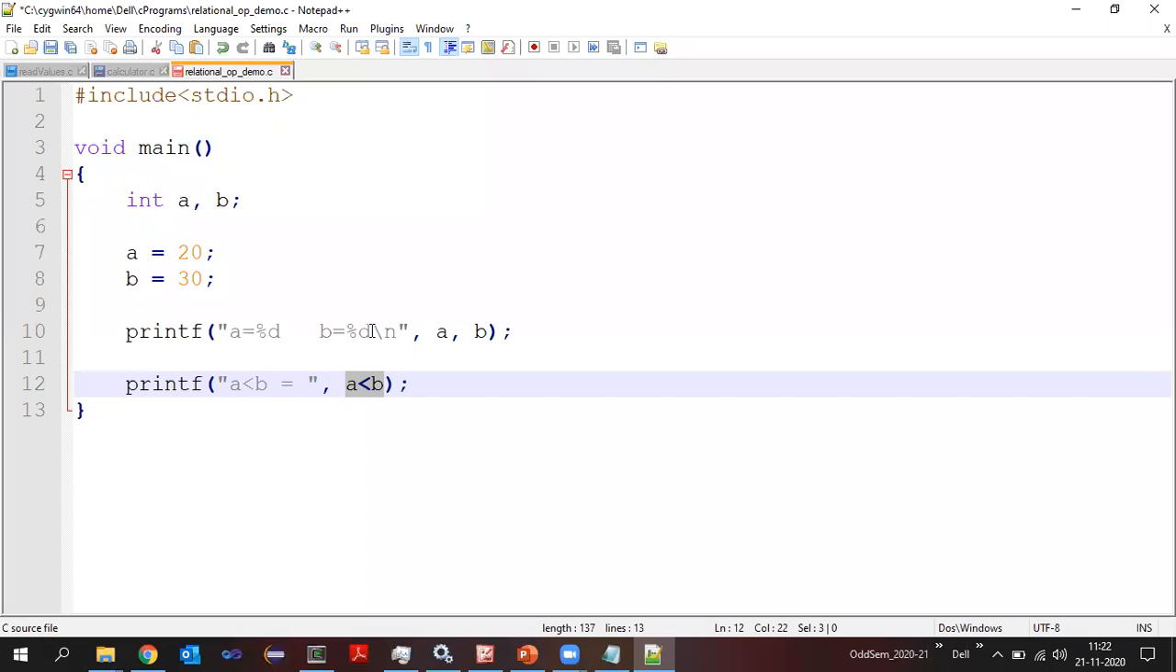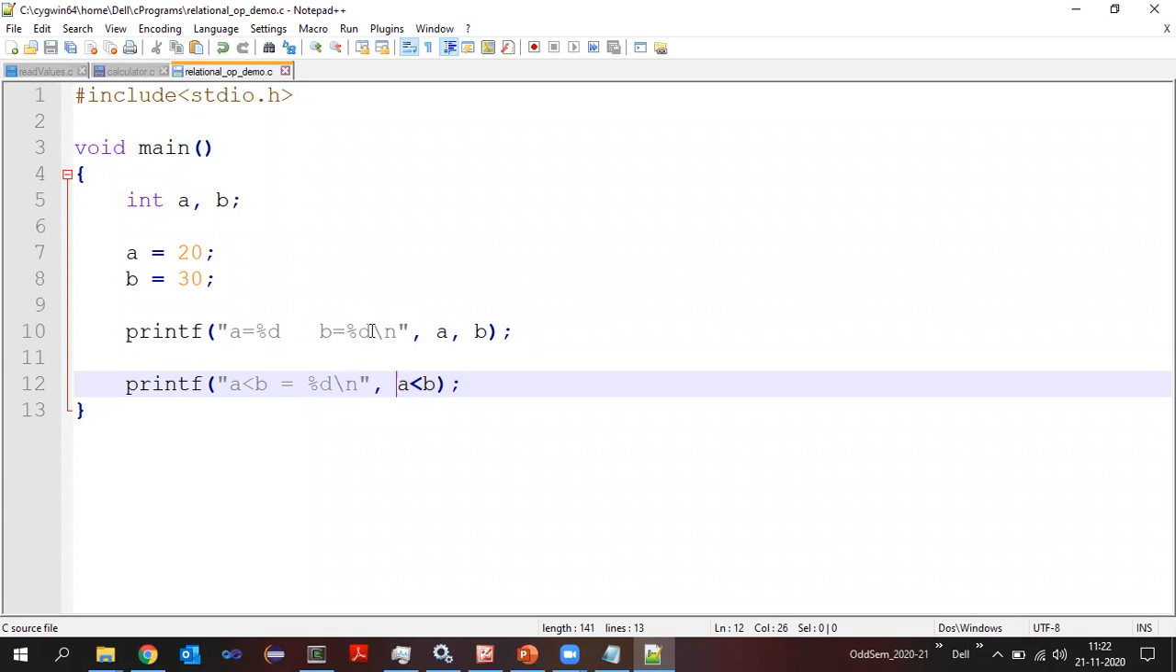If the comparison is true, then it will give 1. If the comparison is false, then it will give 0, right? So in this case, both 1 and 0 are what type of numbers? Those are integer numbers. Since it is an integer number, I will write the format specifier as %d followed by \n. Why did I write %d here?